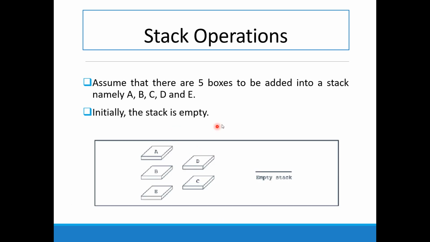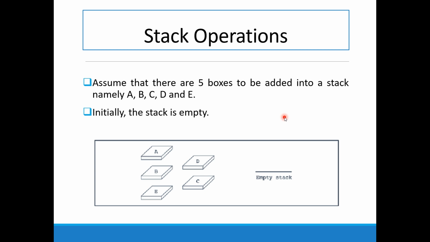Stack operations. Okay, kita akan tengok secara ilustrasi how the process of stack happens. Assume that there are 5 boxes to be added into a stack, namely A, B, C, D, and E. Initially, the stack is empty. So this is a stack lah. Let's say we have created a stack, but we have not put any data yet. So the stack is empty.